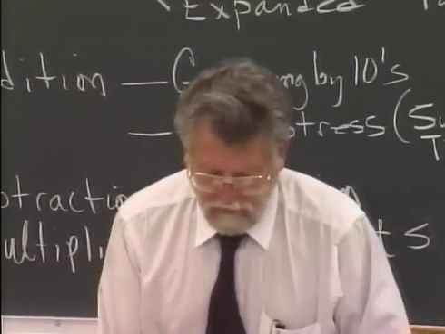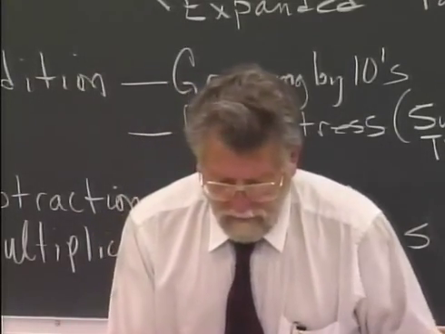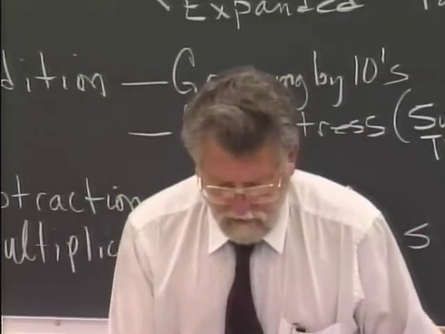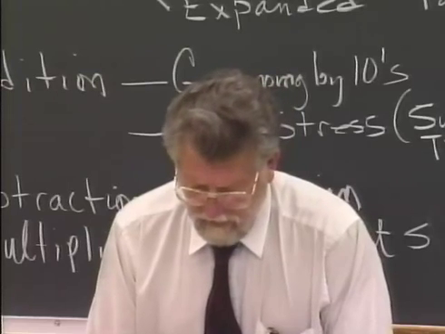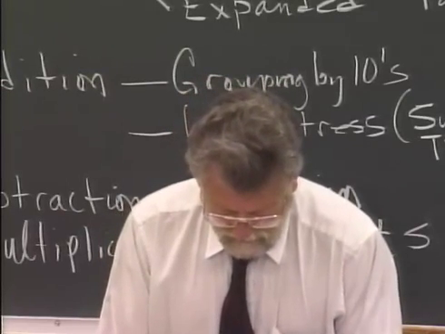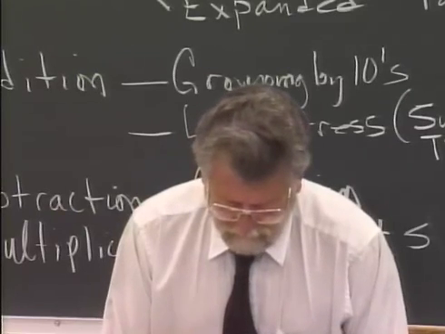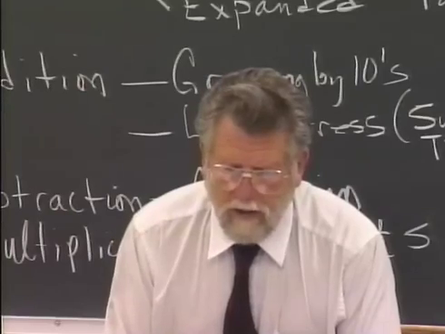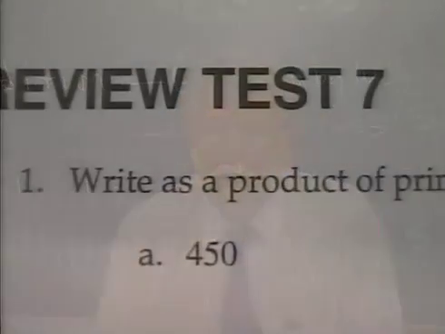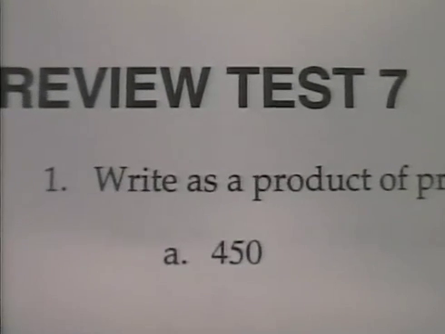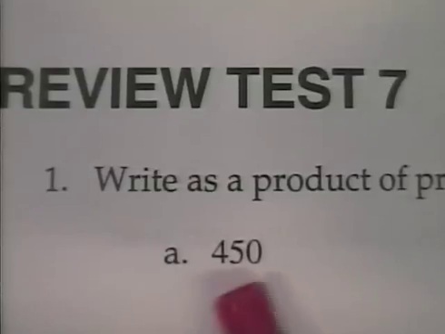Then we go all the way back to the back of the book, because we're interested in review test 7, and something here that in a sense is a review. So for example, in review test 7, that's page 195, there we go. You're to take 450 and do what? Write it as a product of primes.